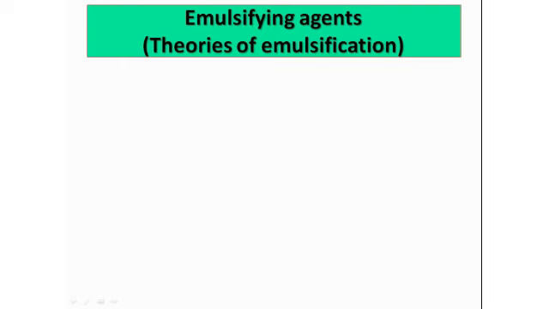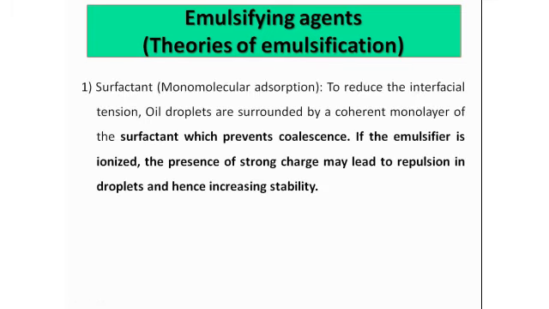As per the theories of emulsification, the emulsifier or emulsifying agent generally forms three types of layer. One is known as the monomolecular layer, another is the multimolecular layer, and the third is the solid particle adsorbed layer. So let's start. The surfactant generally forms monomolecular adsorption at the surface of the globule, that is, the dispersed phase.